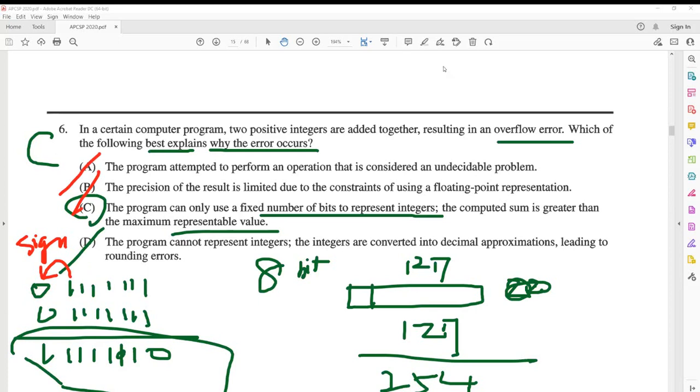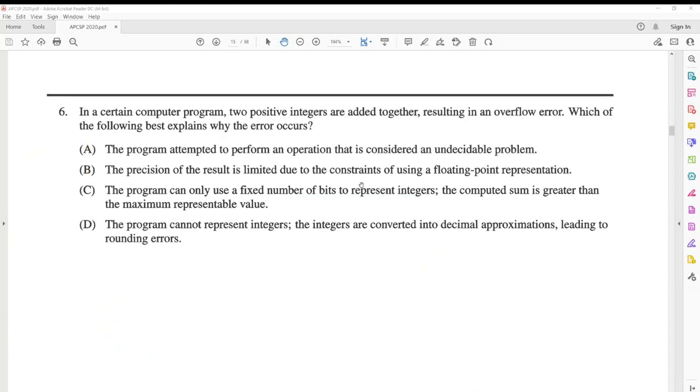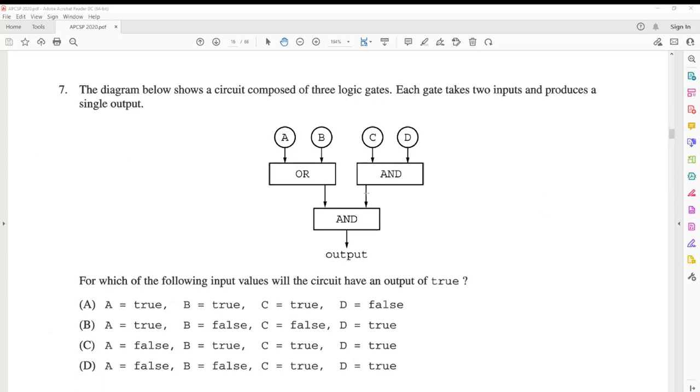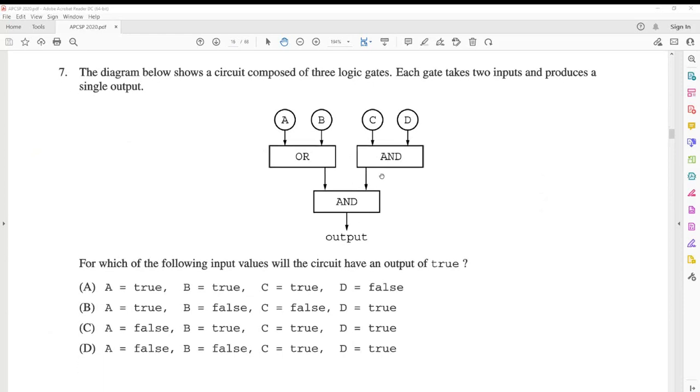Okay, on this one, any question on this one? No. Okay, next one, number 7. This one is a logic gate problem. You need to actually translate it into Boolean operations. So you have A or B, and C and D. You want to get the output of this. So which of the following would actually be true?